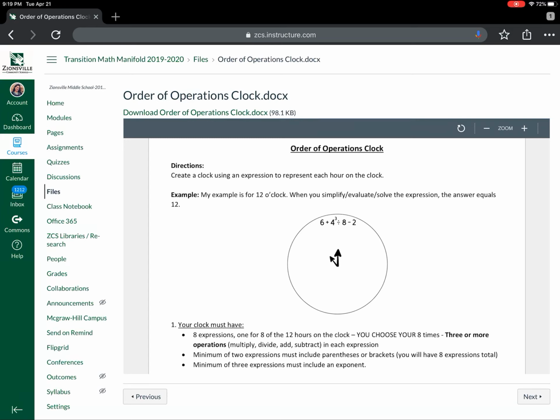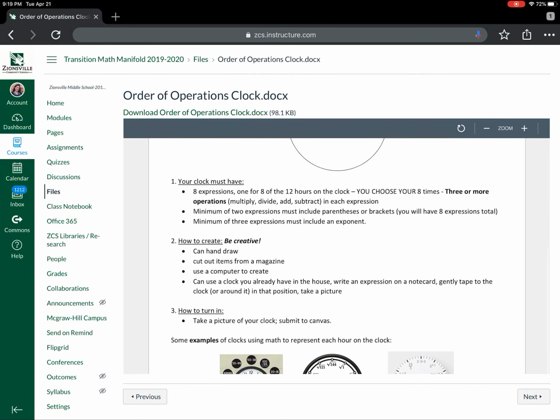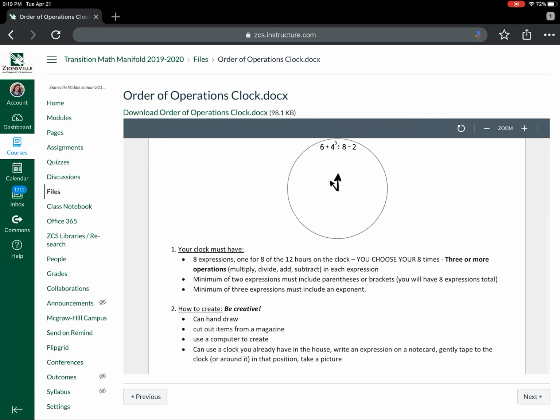There's a video on the next portion, which is in your assignment, that shows one way I chose to set up my expression to hopefully help you get started. Your clock must have 8 expressions, 1 for 8 of the 12 hours on the clock. So you only have to choose 8 times out of 12. Thinking 1 through 12, which 8 times would you like to create an expression for?